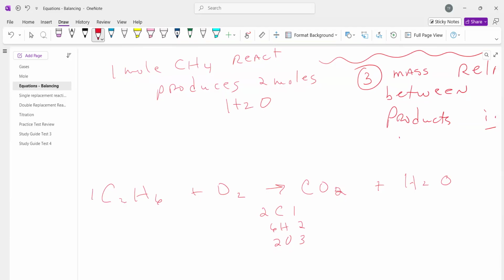We have a 1 here. We put a 2 here. That'll give us 2 carbons. Oxygens are going to change now. So we've got 4 here, 1 here. So that's 5. Hydrogens, we've got 6 on the left, 6 on the right. Now, the problem is oxygens. Is that a 2 at the end of the 2CO? H2O, yeah.